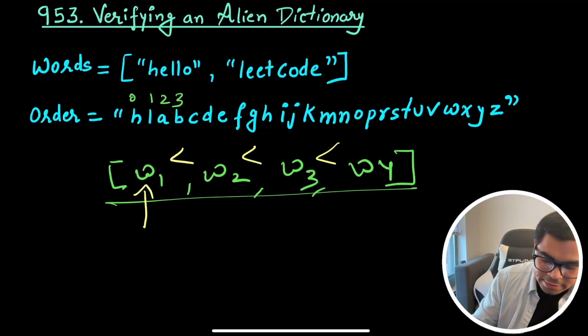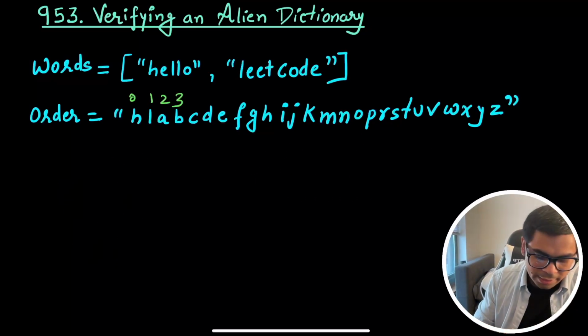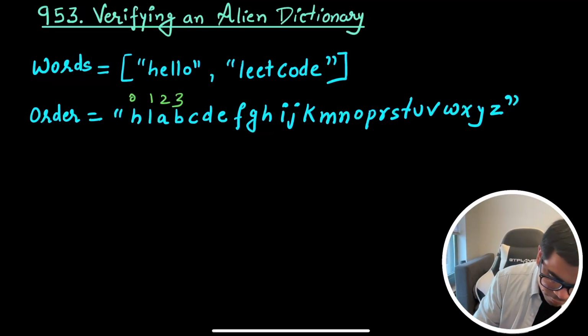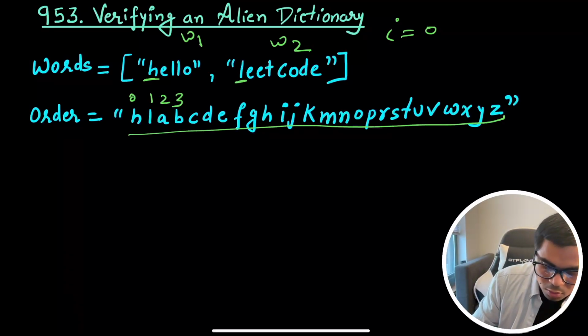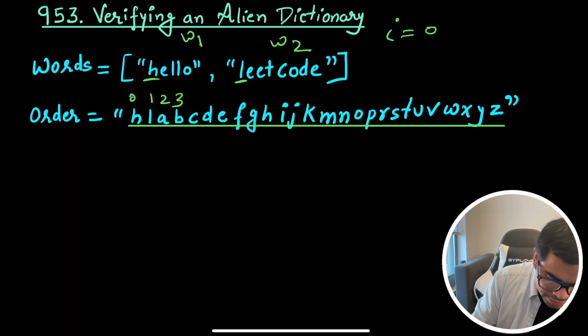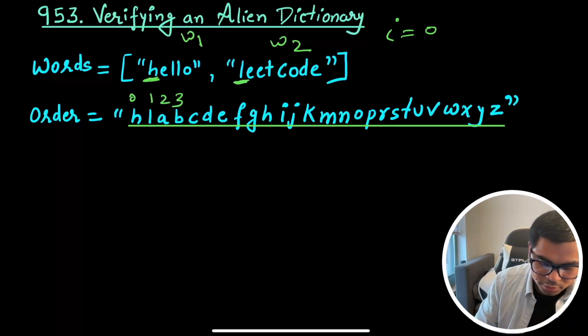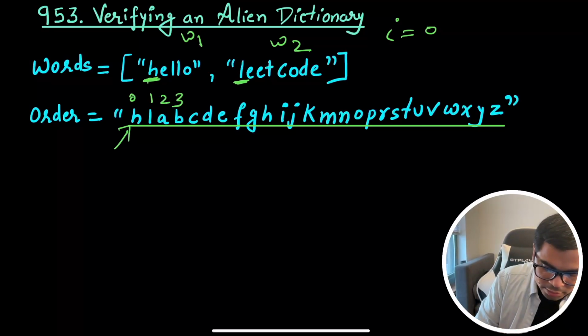So let's take our first example. These are just two words that we are comparing, but later there will be tons of words that we will be comparing. For our first one, in order to compare my word 1 and word 2, let's say I start my ith index at 0. This is what I'm comparing, and L is what I'm comparing to, and this is the order in which I should see all of the characters. So I see H. If you compare H with L, should it appear before or after in our order? As you can see, H is the first letter in our alien dictionary. So that means H is the smallest, so it's in the right order.